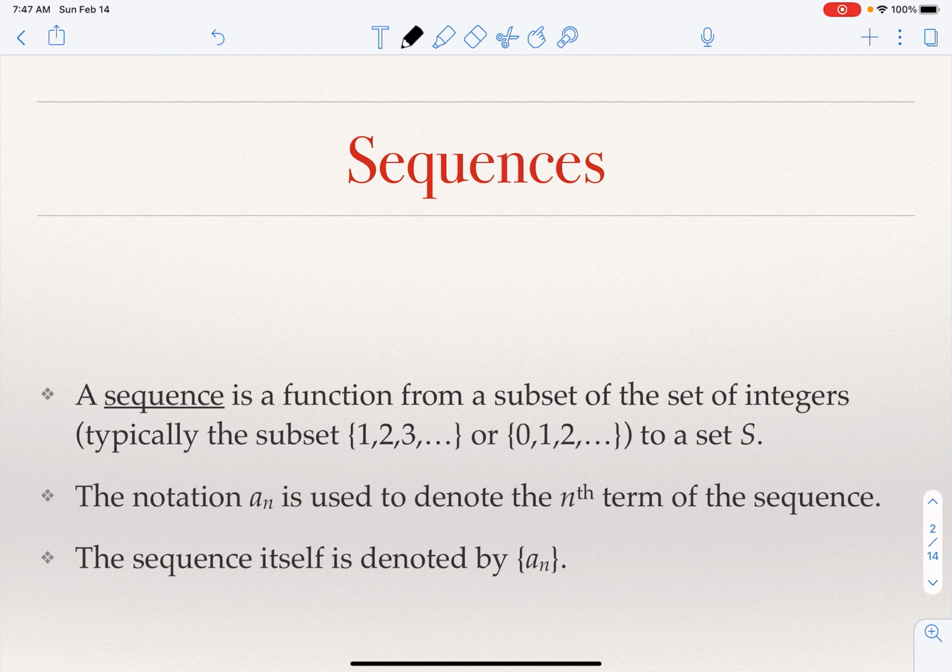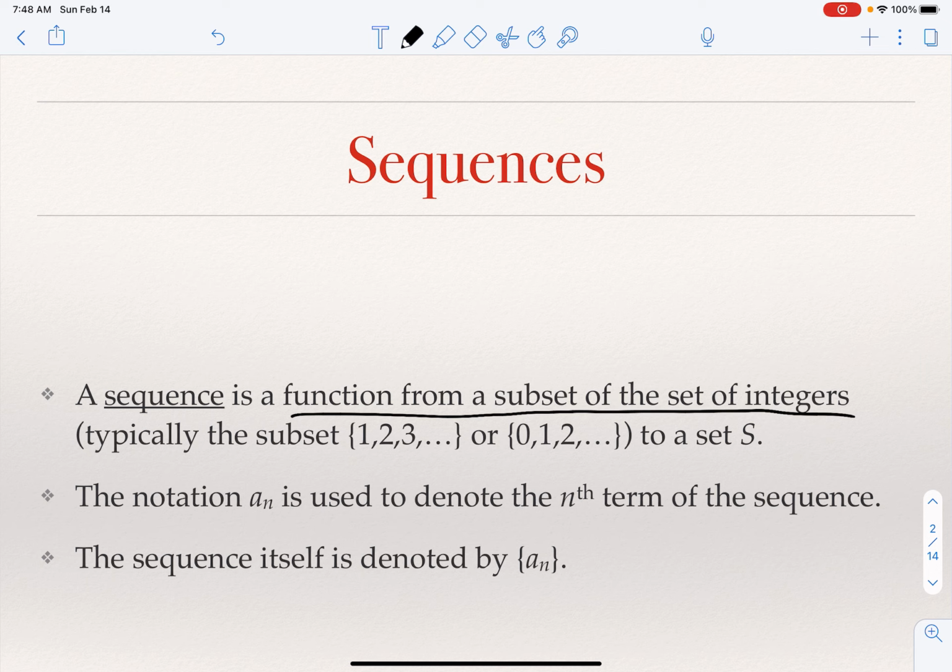What do I mean by a function from a subset of the set of integers? What I really mean is we want to list the elements of the set S in some sort of order. Because the integers are a well-ordered set, we have a total order on it. Basically, I want to give the elements of S in some order, and the first element, the second element, the third element, based on that order, is what the sequence is.